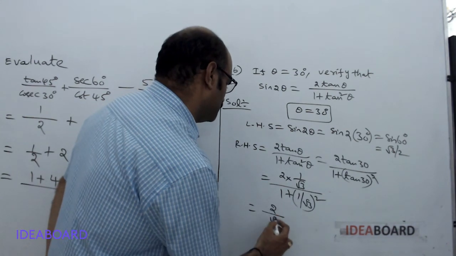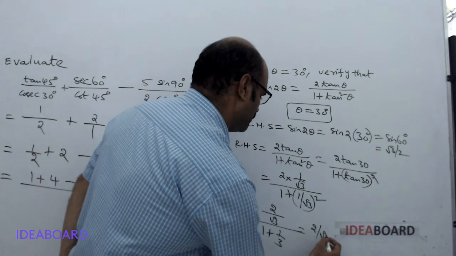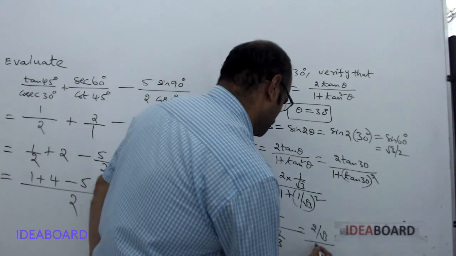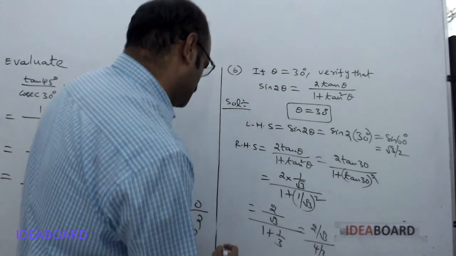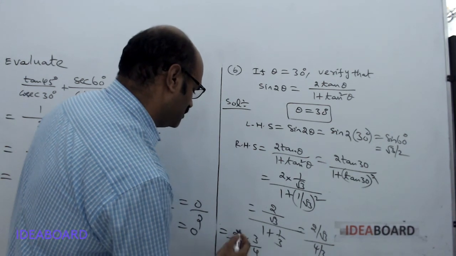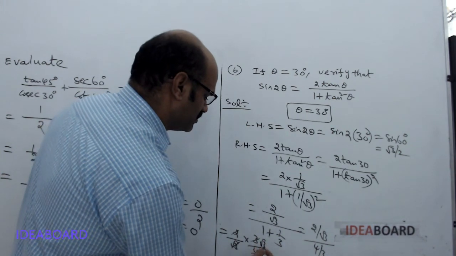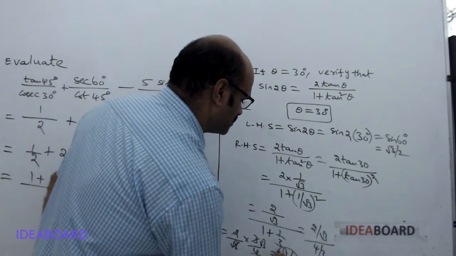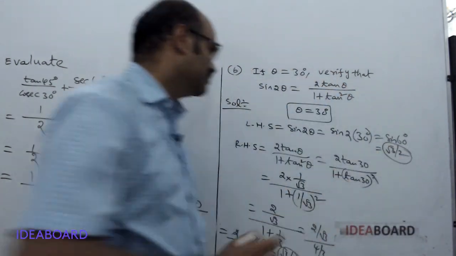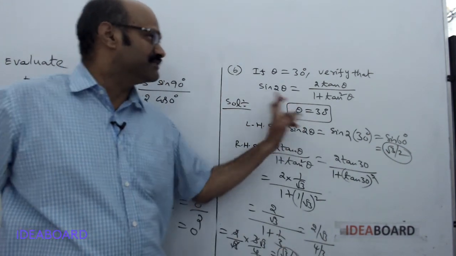So equal to 2 by root 3, whole by 1 plus 1 by 3. 2 by root 3, whole by LCM 3, so 4 by 3. So equal to 2 by root 3 into 3 by 4. So 2 2's, so 3 can be written as root 3 into root 3. So root 3, so equal to root 3 by 2. Here LHS also we are getting root 3 by 2. So we say that LHS equal to RHS, hence proved.